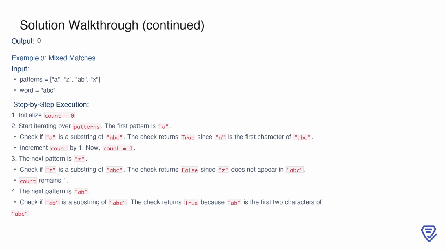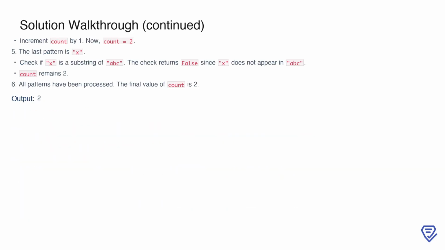Next, we check the pattern Z. Since Z does not appear in ABC, the check returns false, and count remains 1. The next pattern is UB. We check if UB is a substring of ABC, and the check returns true because UB is the first 2 characters of ABC. We now increment count by 1, bringing the value of count to 2.